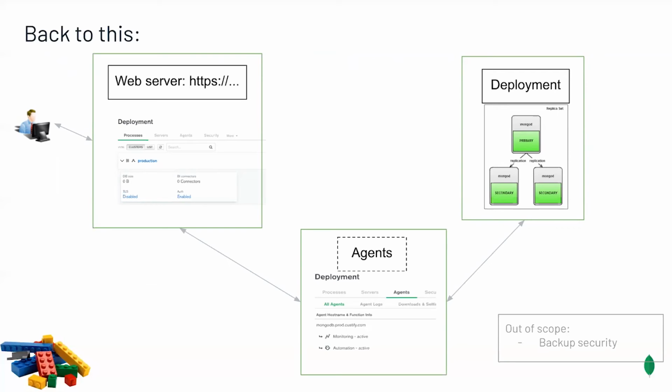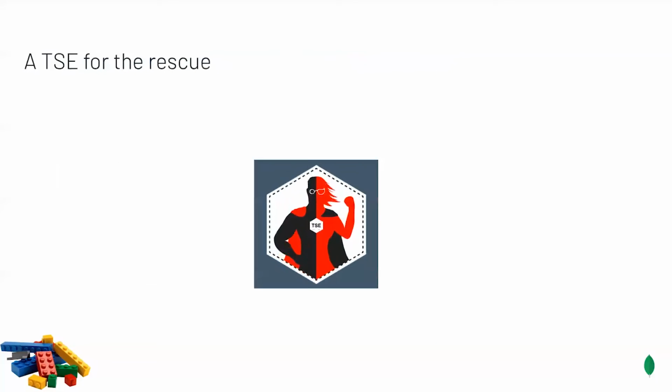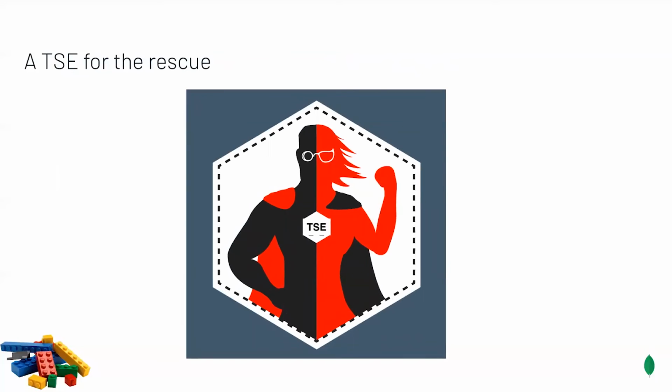The answer was in the deployment. Okay, that's the first step. So they did enable TLS in the deployment. Somehow things stopped working. So TSE for the rescue. Debug process. Network okay? The answer was yes. TLS mode: require TLS. Just a small reminder, you have 4 different modes of TLS: disabled, allow TLS, prefer TLS, and require TLS. You're welcome to go to our documentation and see what's the difference between them.